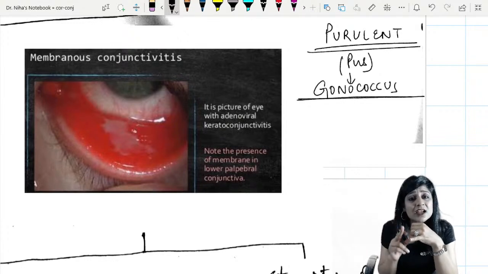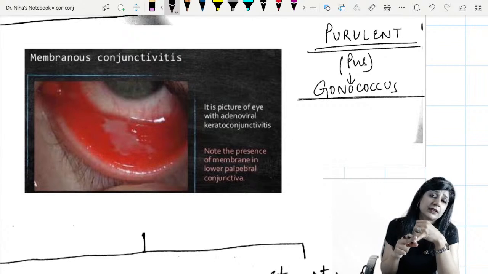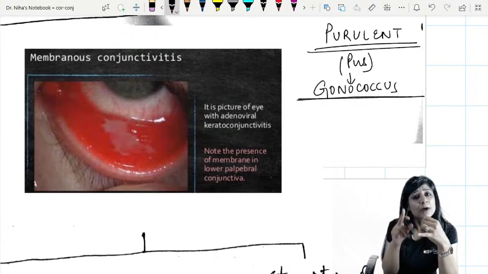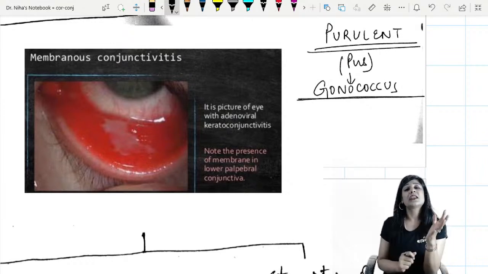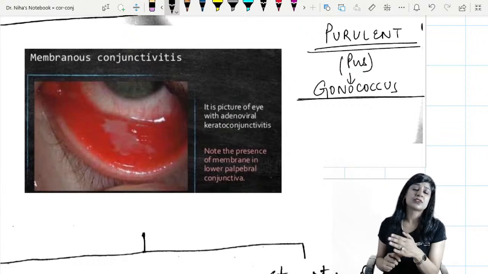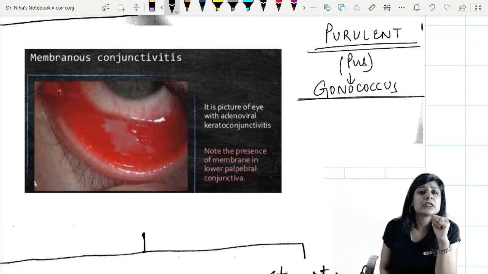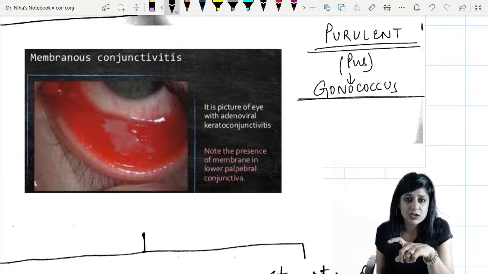You know, this is the way how you have to learn the things in the integrated manner. You know about Neisseria gonorrhoeae. It's a virulent bacteria. Then it can cause the systemic manifestations. We can have urethritis. We can have arthritis. And another important thing is that it can penetrate the intact cornea also.